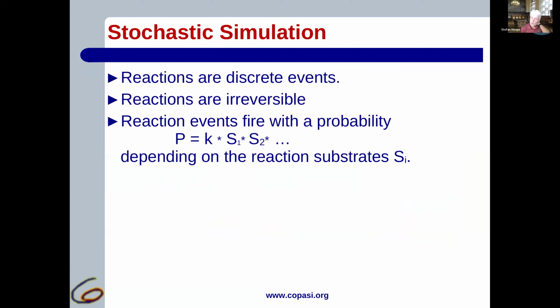So in stochastic simulation, we see each reaction or process as a discrete event. Reactions only have a forward direction. And reactions fire with a probability which depends on the substrates of that reaction. So k times the concentrations or numbers of the substrates.